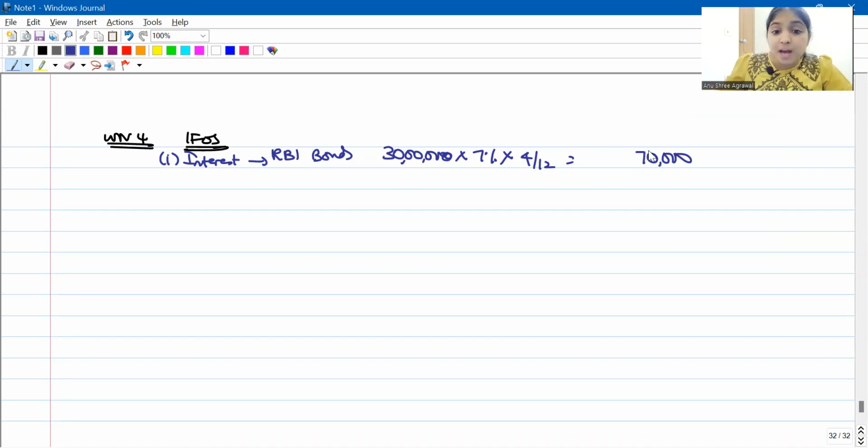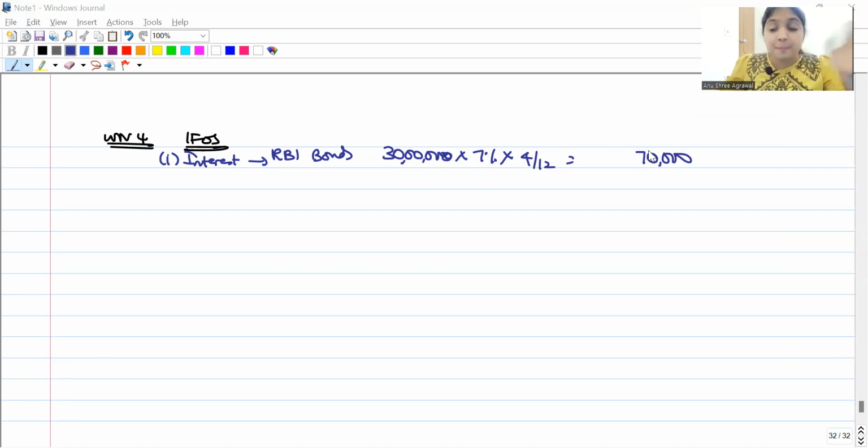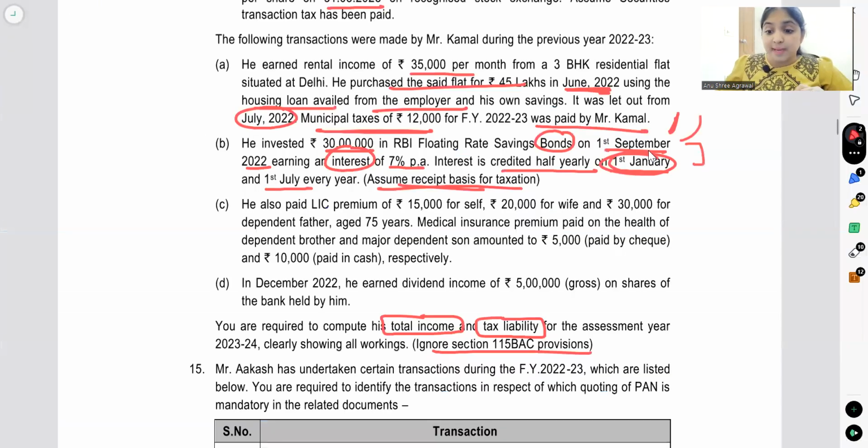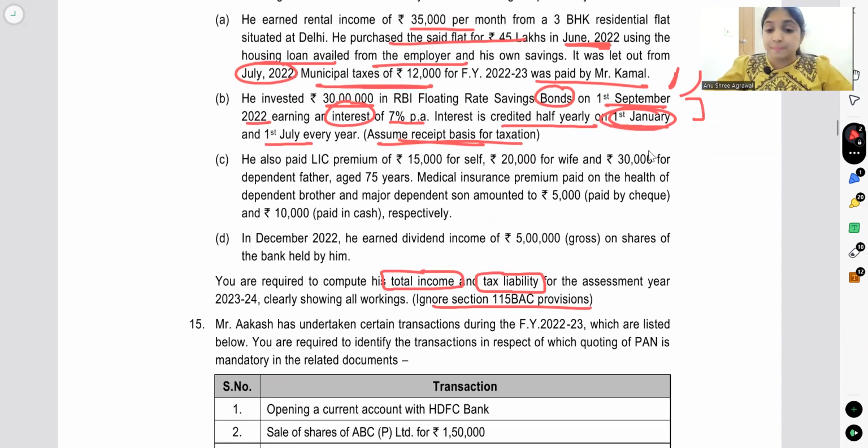Now it is interest from RBI bonds. Is it going to be exempt? See, interest from bonds will be exempt only if they say it is notified government securities. Interest from notified government securities will be exempt. But here they don't say notified government securities. They just say RBI bonds. So RBI bonds interest will be taxable.